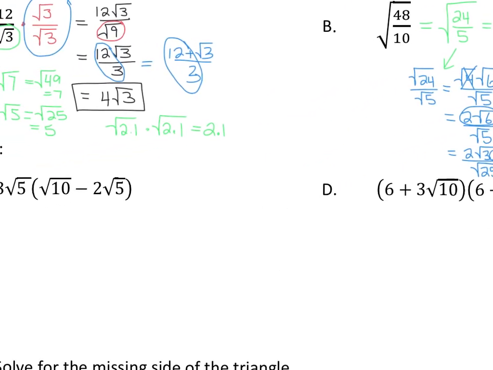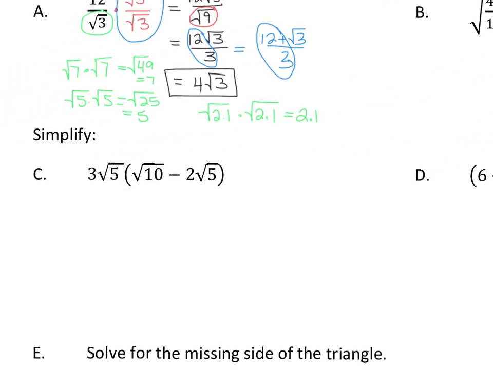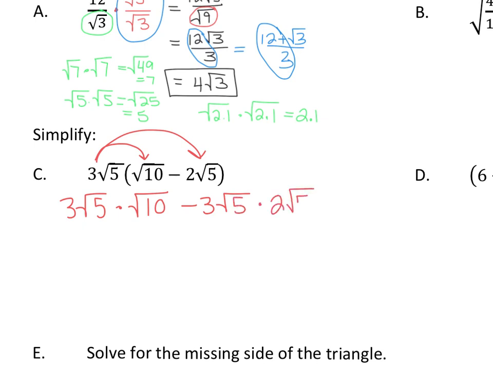All right, looking at example C here. We have 3 root 5 times the quantity square root of 10 minus 2 square roots of 5. So what we're going to do is distribute here. We're going to do 3 square roots of 5 times the square root of 10. You don't have to show this step. I'm just showing you so you have it in your notes and you can refer to it. And then minus 3 square roots of 5 times 2 square roots of 5.